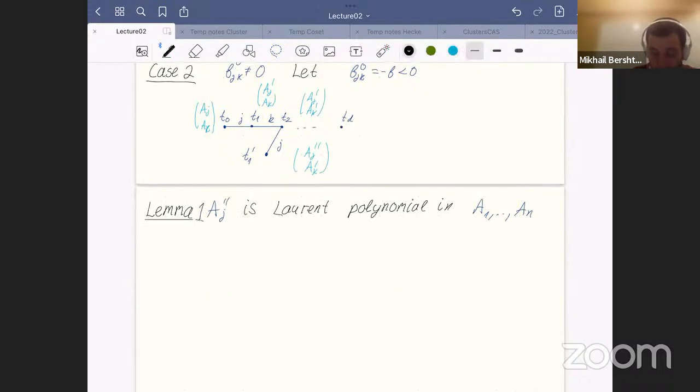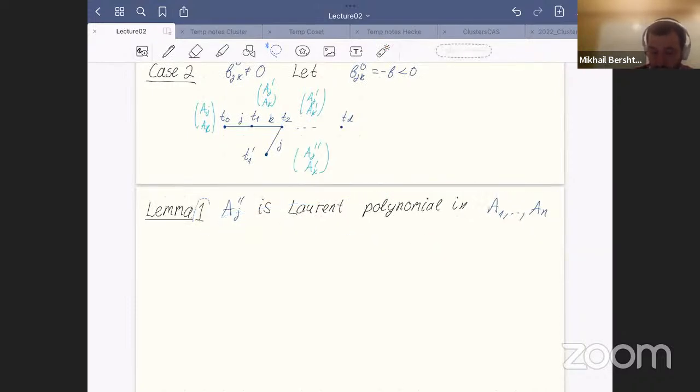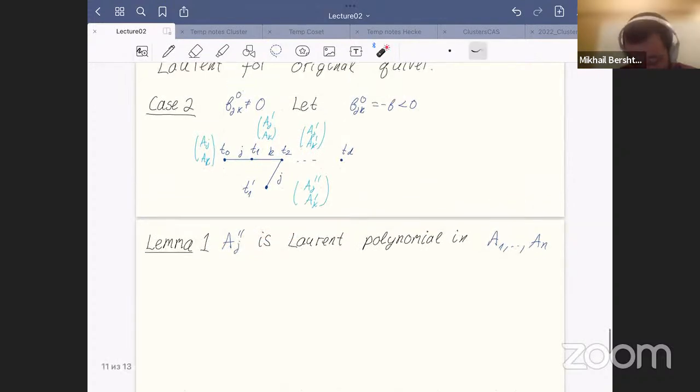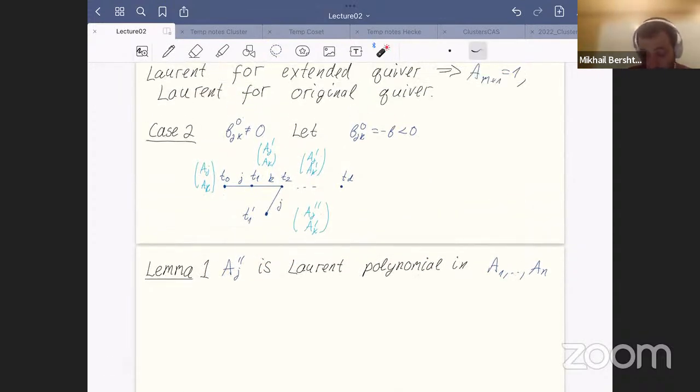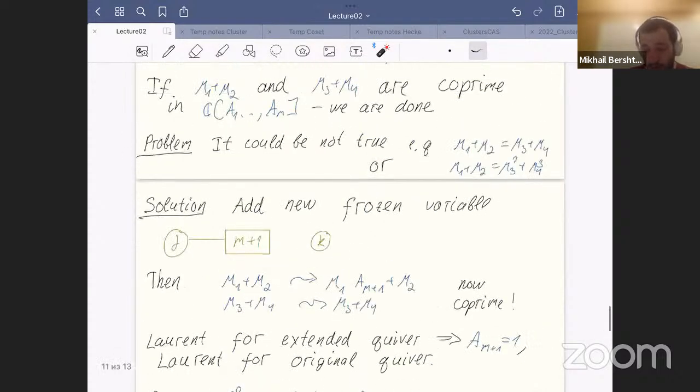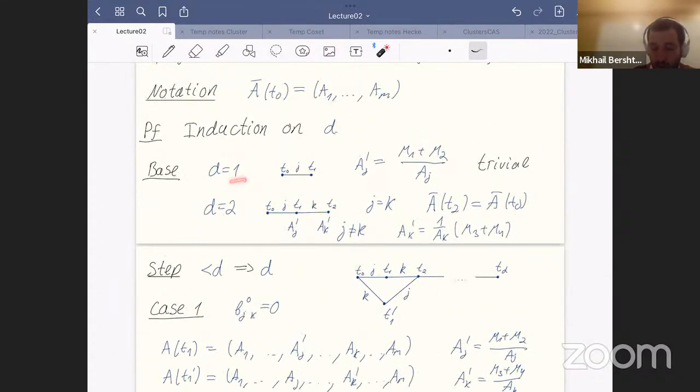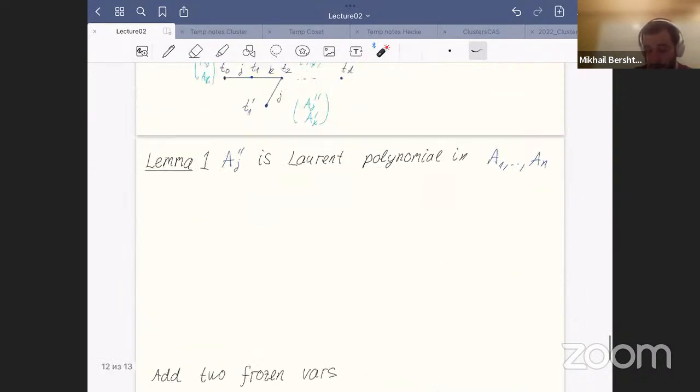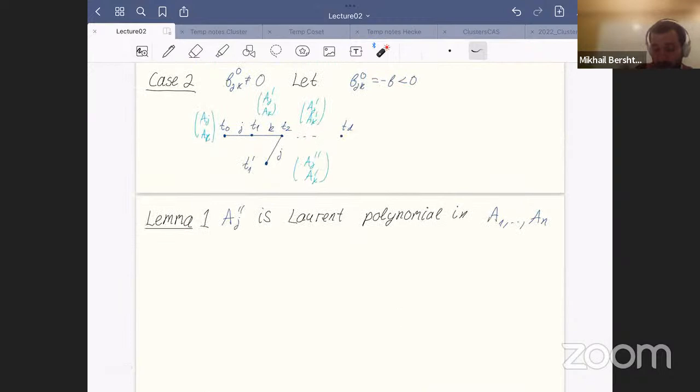The proof of this case is based on two lemmas. The first lemma is to show that AG2 prime is a Laurent polynomial of these variables. This is a computation, which I'm not going to do now. It can be found in the literature. And in some sense, this can be viewed as an extension of the base of the induction. When I started the induction, I showed that I should prove for d equal 1 and d equal 2. So it appears that somewhere inside the proof, I should also specially consider the case d equals 3. And this is a computation.